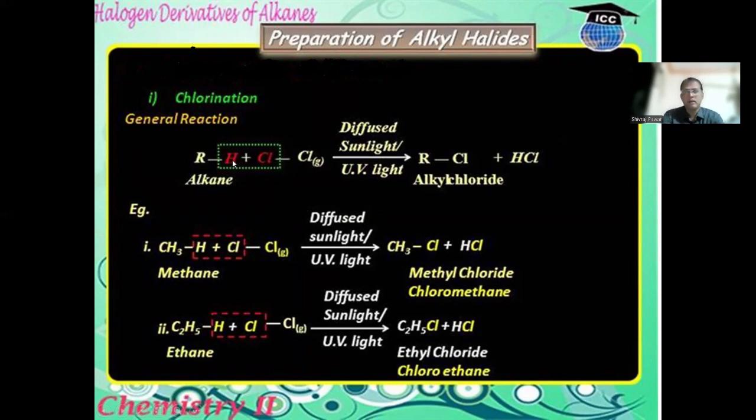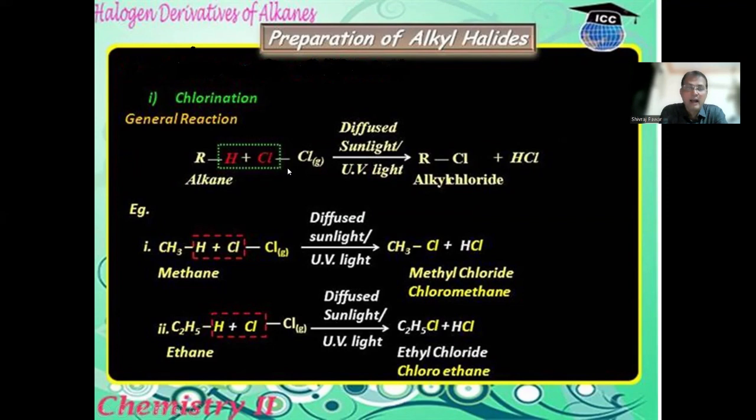This is a simple method. Now, the first method is chlorination of alkane. You know R is an alkyl group and hydrogen is attached, which means it's an alkane. Alkane on chlorination is a substitution reaction. In presence of diffuse sunlight or UV light, this Cl replaces a hydrogen atom to form RCl plus HCl.